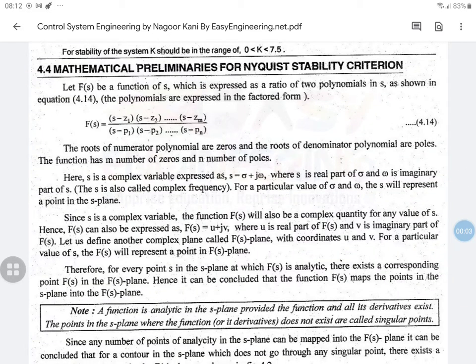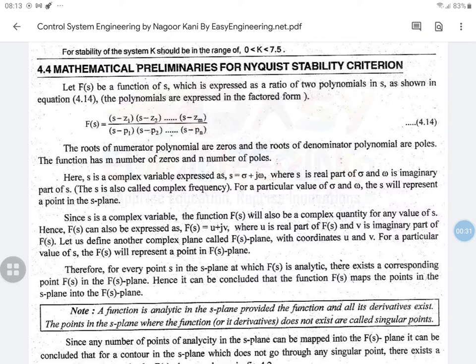Good morning, guys. What we are going to look at in this class is the Nyquist Stability Criterion. What are the basics of the Nyquist Stability Criterion? What is the need for it? And the procedure. These are the things we are going to look at in this class.